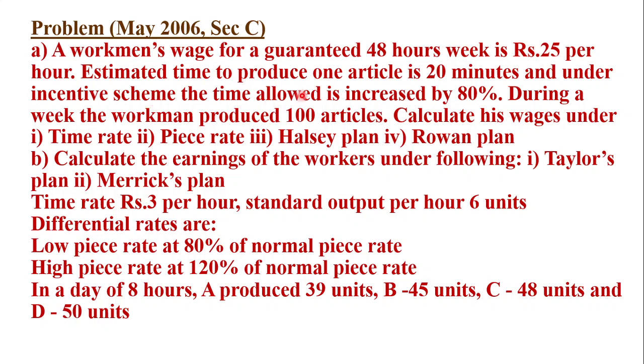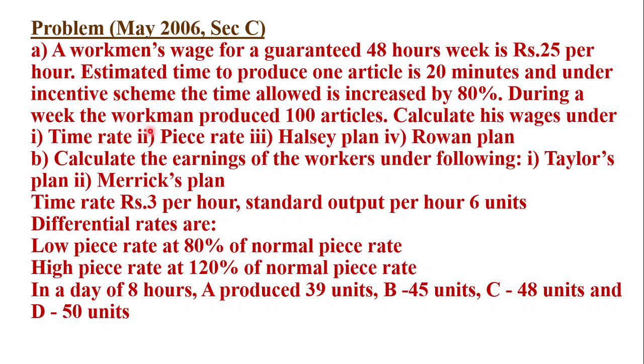Estimated time to produce one article, the standard time, is 20 minutes. By taking 20 minutes, they should produce one article. And under the incentive scheme, the time allowed is increased by 80%. Under the incentive scheme means under the Halsey and Rowan plan, this 20 minutes time is increased by 80%. So we should calculate the standard time.